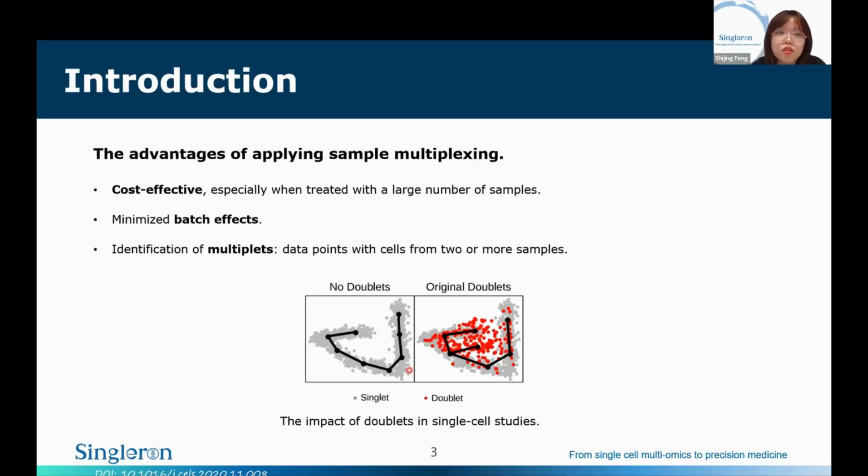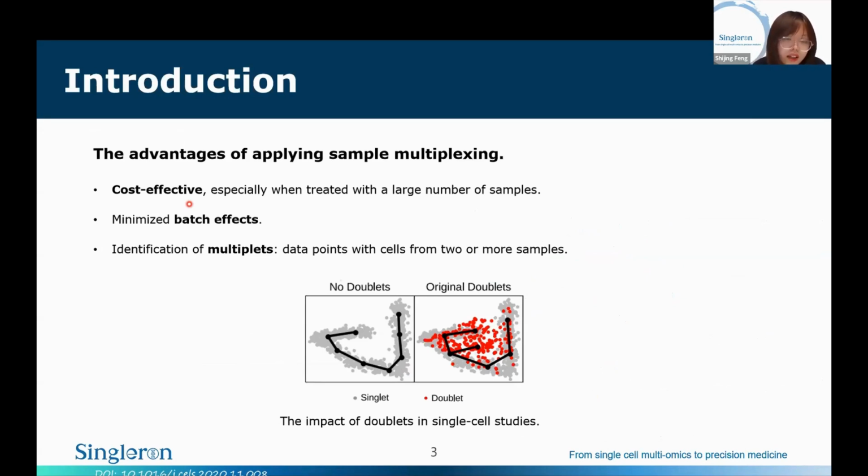Here are the advantages of applying sample multiplexing. First of all, and the most obvious one, it is very cost efficient, especially when you treat a large number of samples. This is because after pooling the samples all together, many of the steps can be done only once, which saves time and money.